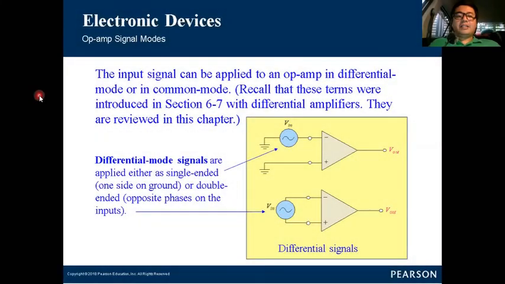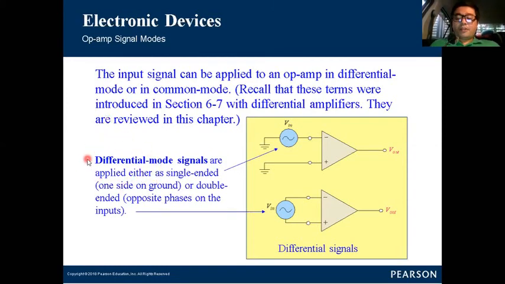Good day, class. Today we're going to discuss the different input signal modes of operational amplifiers. Last time we have discussed also the different input signal modes ng mga diff amp or differential amplifiers. It is important for us to understand these input signal modes, especially sa diff amp, because the diff amp is the input stage of an operational amplifier.